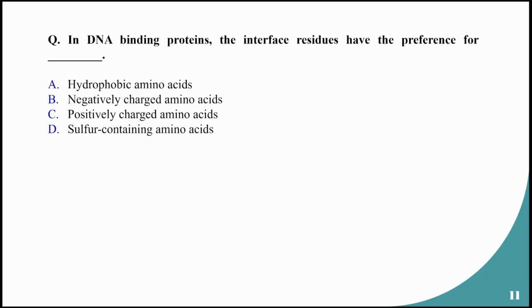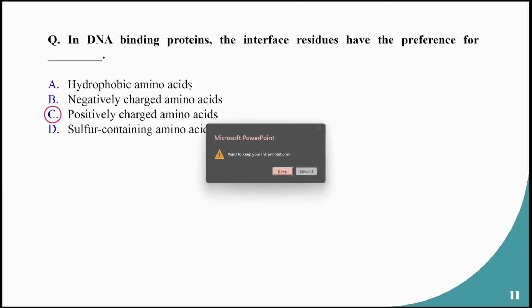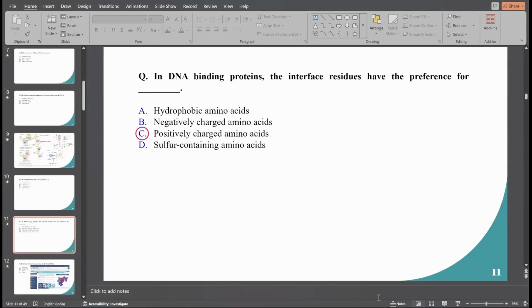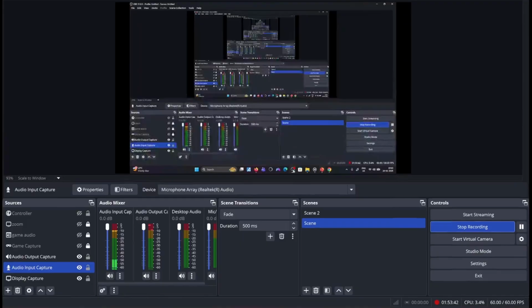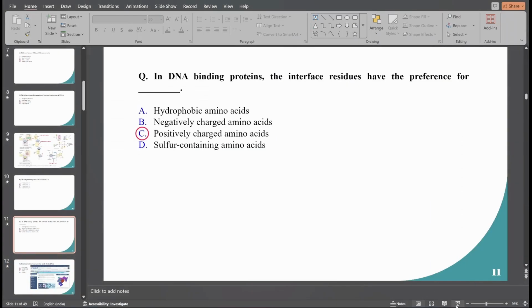Yeah, as I see in the chat, a lot of you are saying positively charged amino acids. Because DNA, we know, is negatively charged because of the phosphate group, the binding partner of DNA, the protein, in the interface region will favor positively charged amino acids, like arginine, lysine, histidine, and so on.